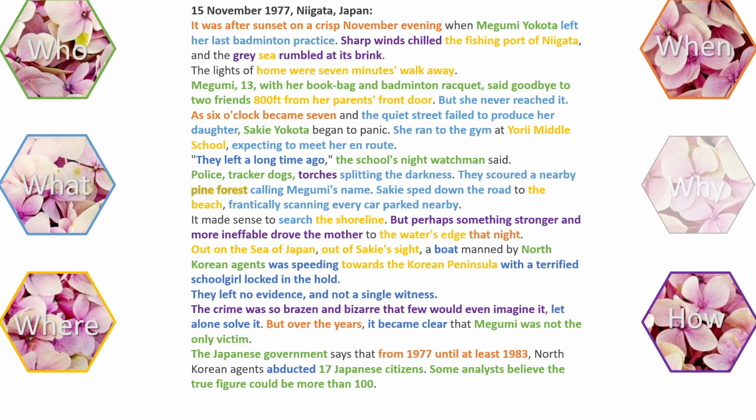Now, there is no why here. This article is much longer, and the article goes into some of the reasons why these events happen, but we can jump straight to the how: people are reacting, the impact, the way people feel. And I've highlighted some interesting things here. Sharp winds chilled, grey, rumbling seas at its brink. And down here, but perhaps something stronger and more ineffable drove the mother. And this bit here, the crime was so brazen and bizarre that few would even imagine it. And we'll come to talk about those two and why I've highlighted them as hows.